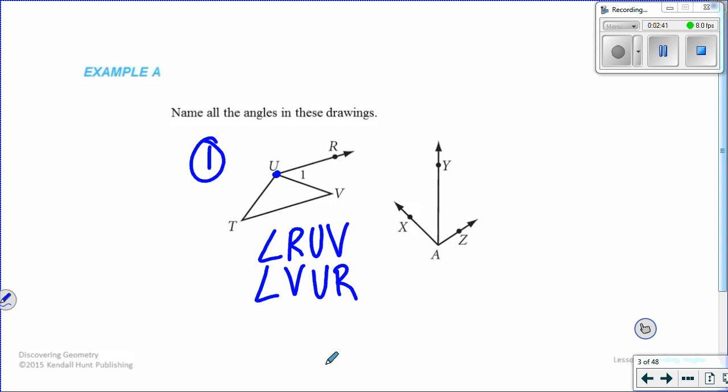So let's choose a different one. Oh, actually, let's stick with that one for a second. Now notice there's a 1 in the middle here. I could save myself a little bit of time if that's noted with a number. You could also just say angle 1. That's the other way to name that.